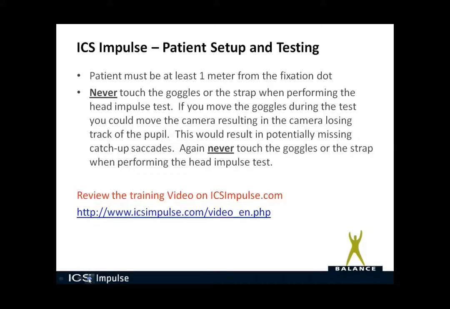Having a very close target activates convergence. The eyes have to cross in order to look at the dot. Activation of the convergence system may interfere with the vestibular ocular reflex. In addition, a close target adds a linear component. The eyes move sideways relative to the dot. This effect becomes smaller with increasing distance of the target.